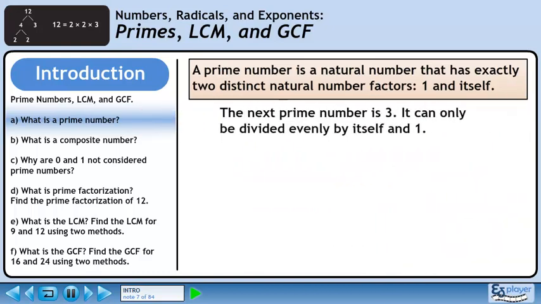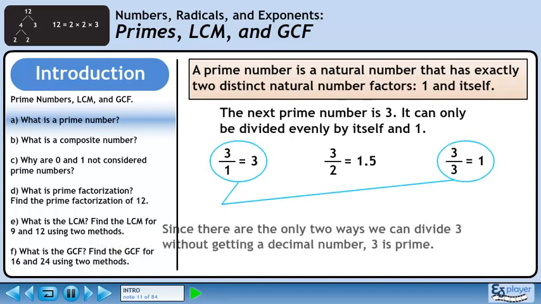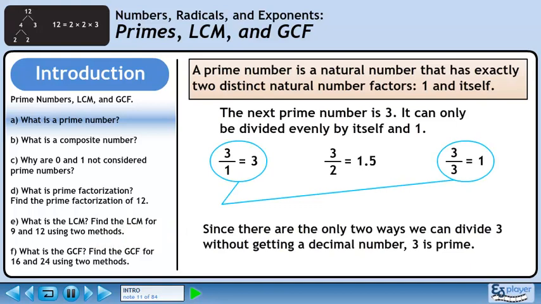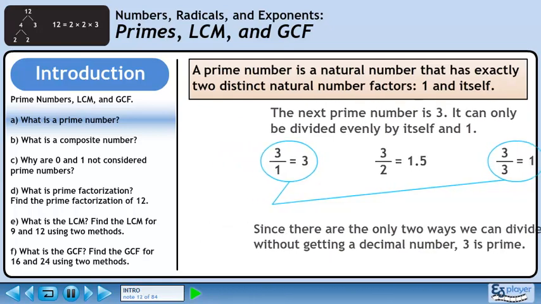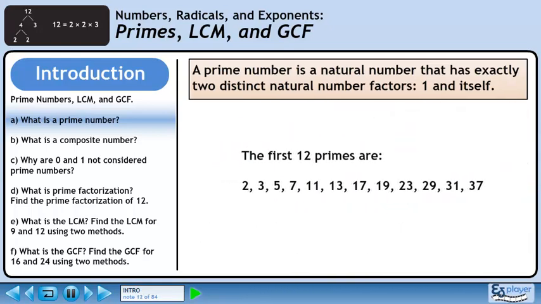The next prime number is 3. It can only be divided evenly by itself and 1. 3 over 1 equals 3. Three over 2 equals 1.5. And 3 over 3 equals 1. Since there are only two ways we can divide 3 without getting a decimal number, 3 is prime. The first 12 primes are listed.